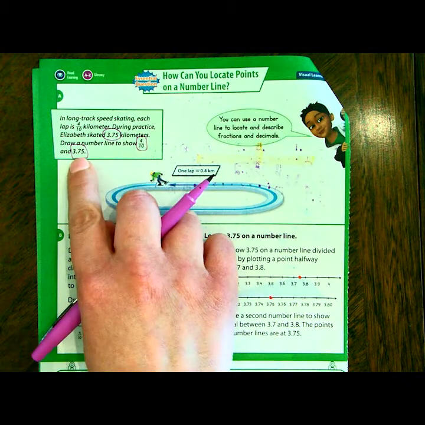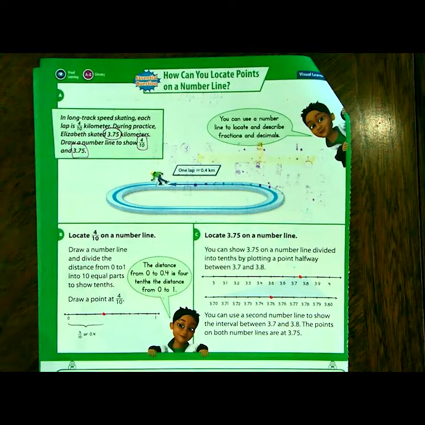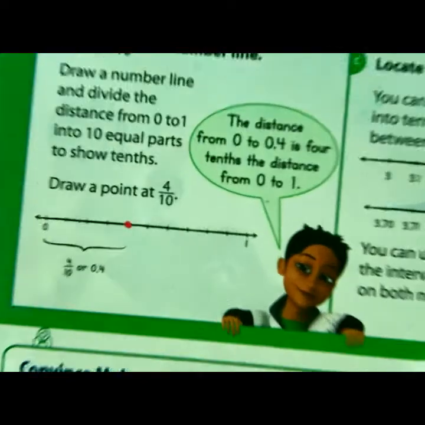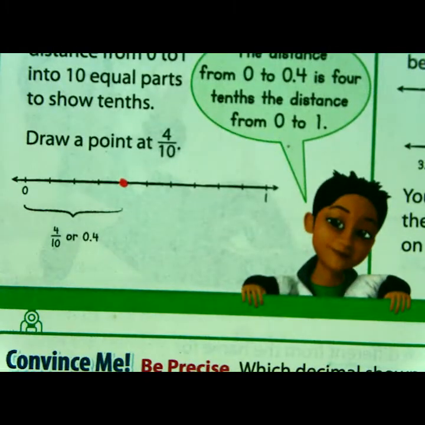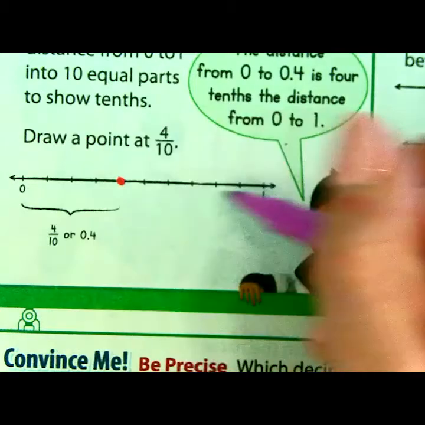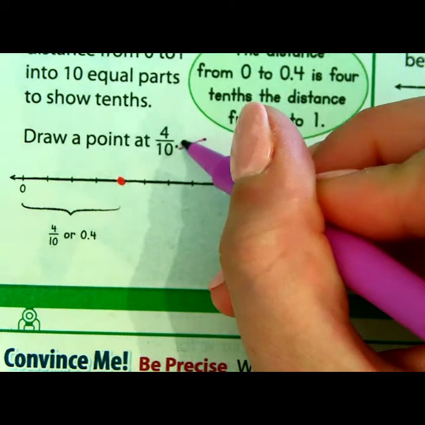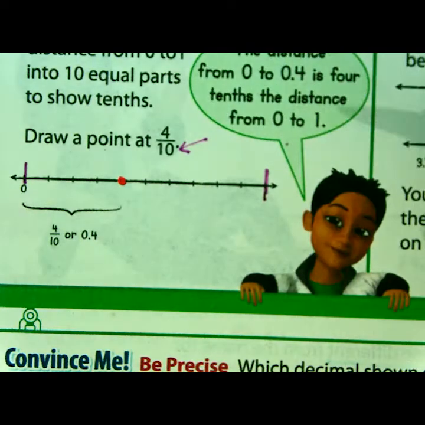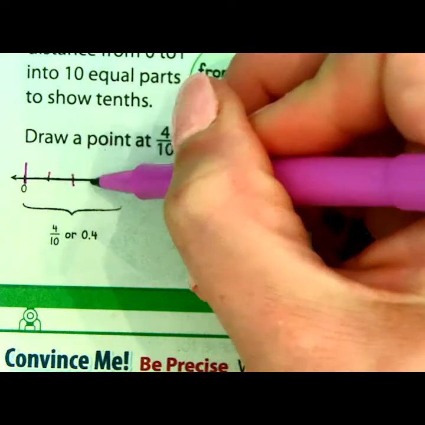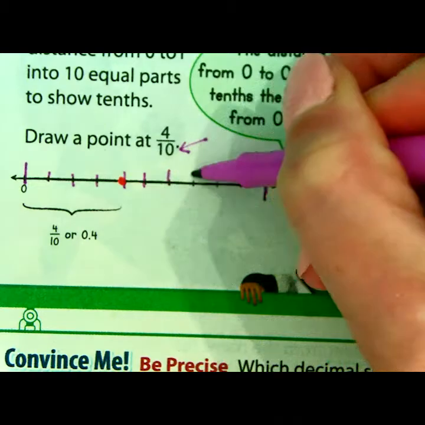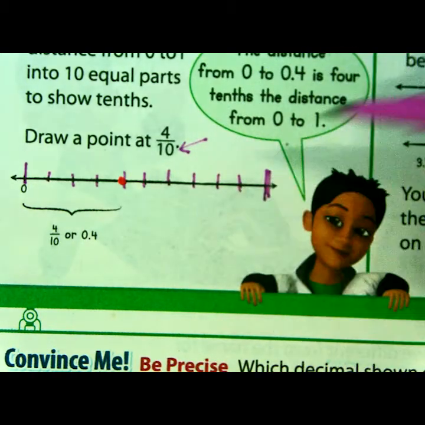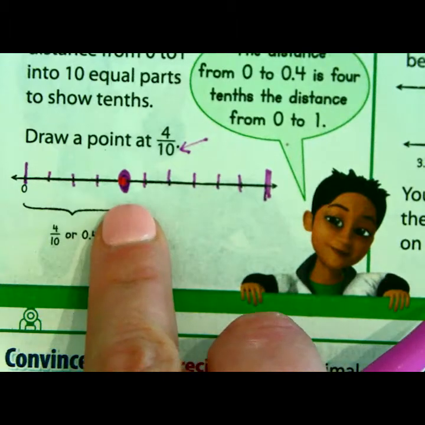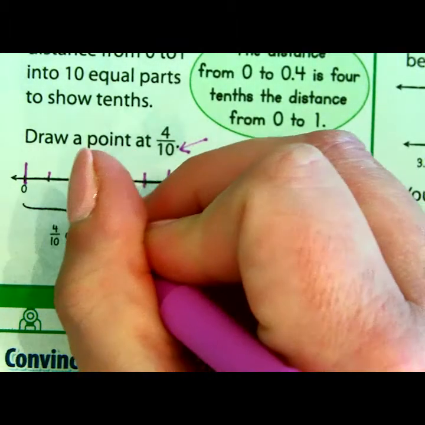Now let's look. First, they've gone through and helped us to create a number line to represent 4/10. So again, I would draw my number line, and if I'm working with tenths, that tells me I need to create from 0 to 1, 10 equal parts. So 1, 2, 3, 4, 5, 6, 7, 8, 9, and 10. And 4/10 is going to go right here on the 4th mark. And again, it's written 0 and 4/10.